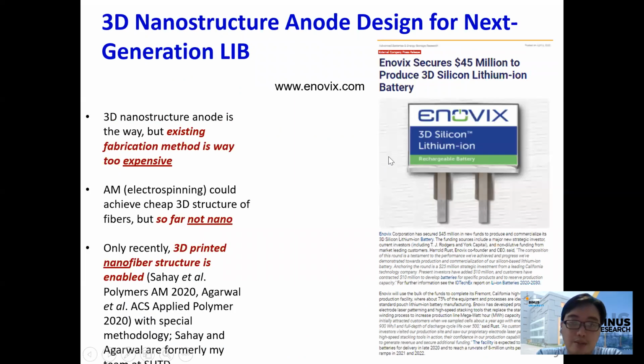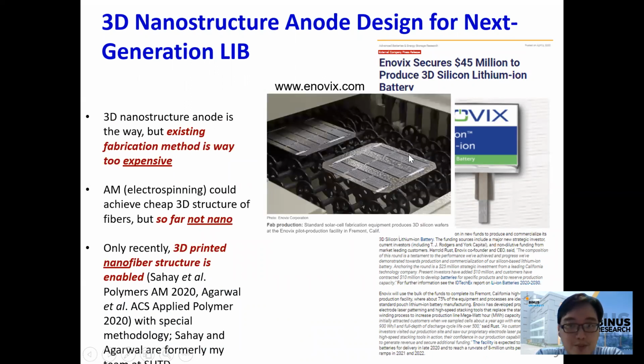Efonix has made the 3D nanostructures of silicon using a very expensive method. Well, they know this is very beneficial for a battery, so they pursue this method. But in this research, we would like to propose a low-cost idea, a low-cost method to make the 3D nanostructures using electrospinning.